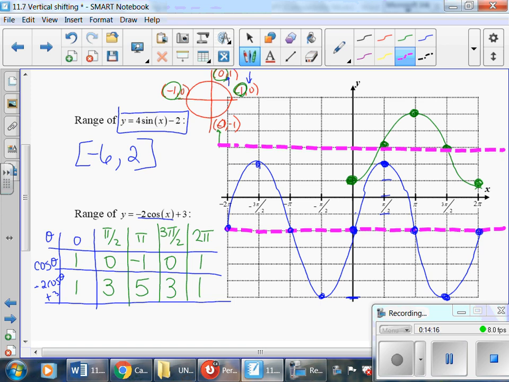So what does the rest of this curve look like? Well, guess what? You can just reflect it and finish it off. So there's the second one.